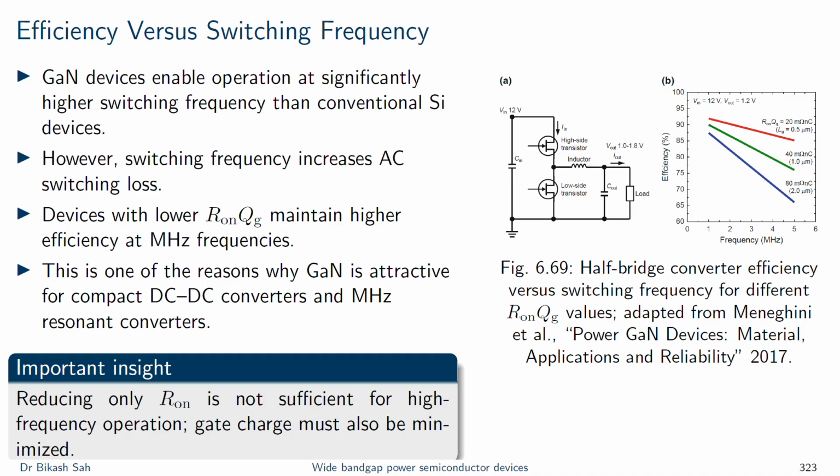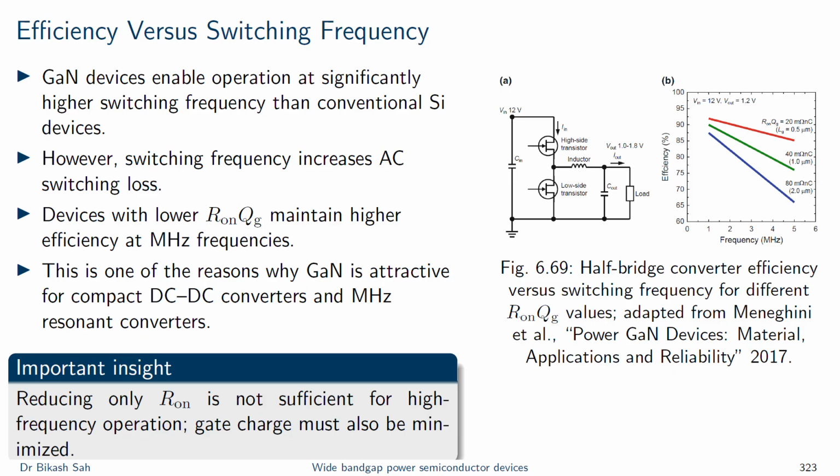So the figure that you see in here shows that devices with low R_on and Q_G, right? So low R_on and Q_G, this is where exactly you see that they are able to maintain higher efficiency as frequency increases. This is the reason GaN is so attractive for compact DC-DC converters or other topologies like the resonant converter topology that we are going to learn in the next semester, operating in the megahertz range.